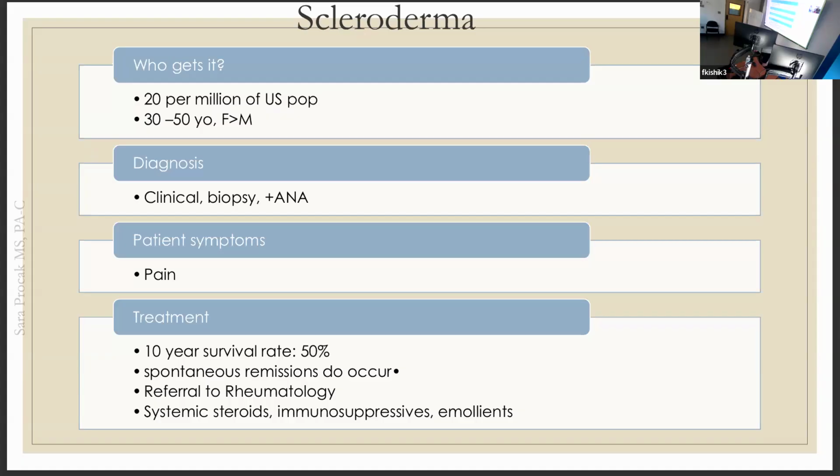Again, you're going to refer, and they're going to get systemic steroids or immunosuppressives. Emollients are just trying to keep the skin a little bit better hydrated. But again, this is going to affect internal organs too, like the heart and lungs can also be affected. That's why there's a mortality rate associated with this.